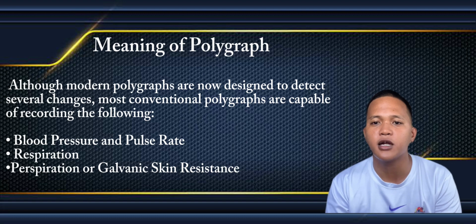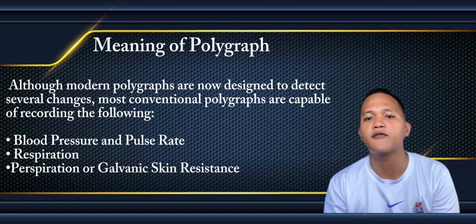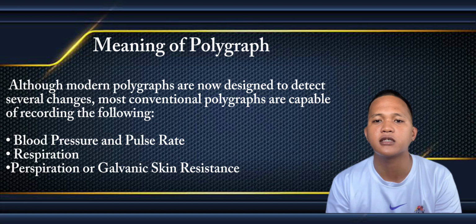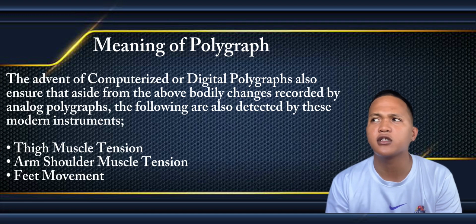Although modern polygraphs are now designed to detect several changes, most conventional polygraphs are capable of recording the following: blood pressure and pulse rate, respiration, perspiration, or galvanic skin resistance. The advent of computerized or digital polygraphs also ensured that aside from the above bodily changes recorded by analog polygraphs, the following are also detected by these modern instruments: thigh muscle tension, arm-shoulder muscle tensions, feet movement.